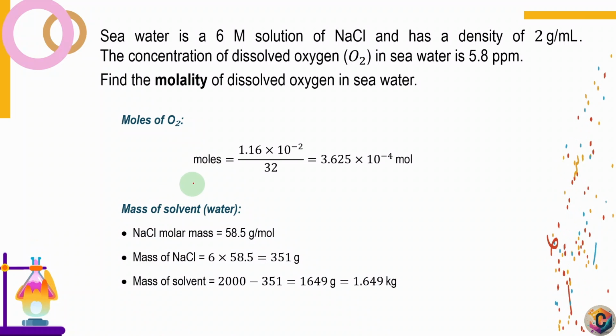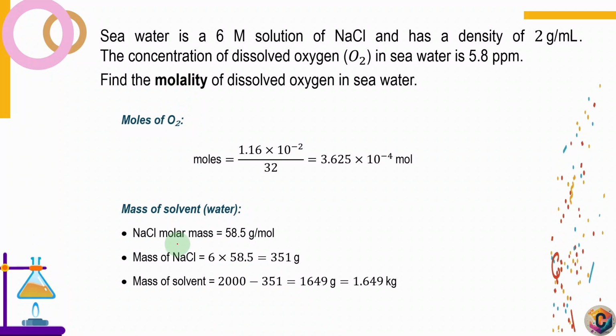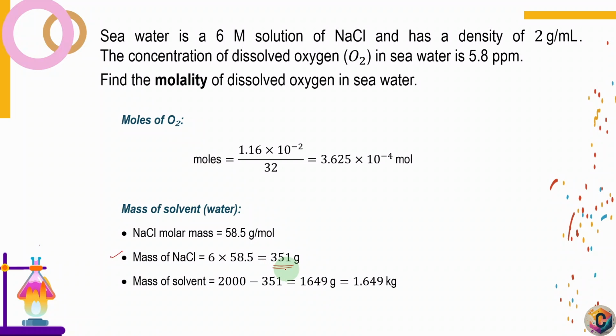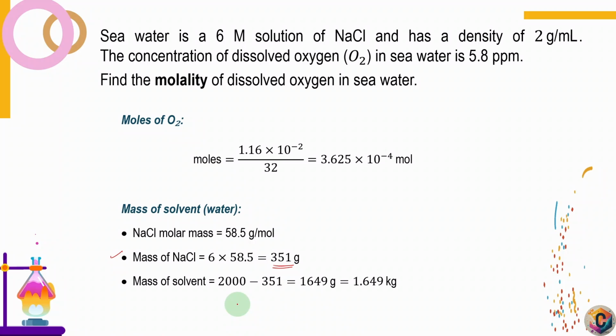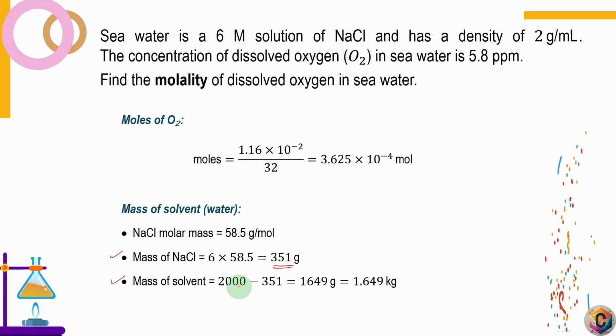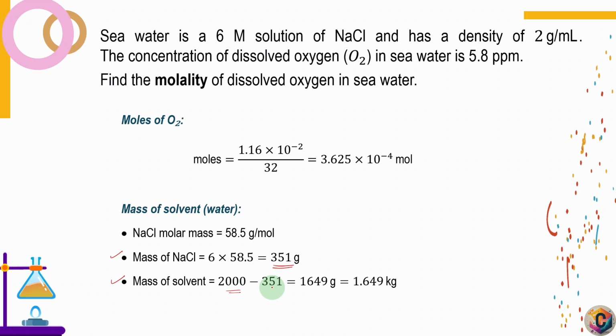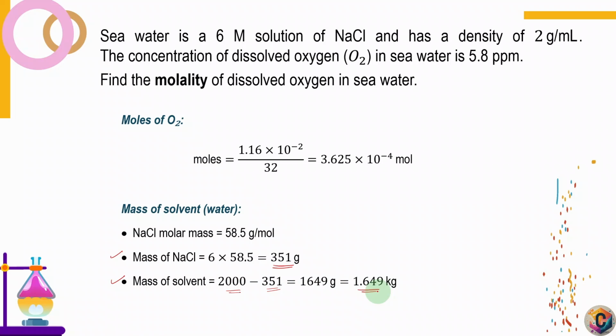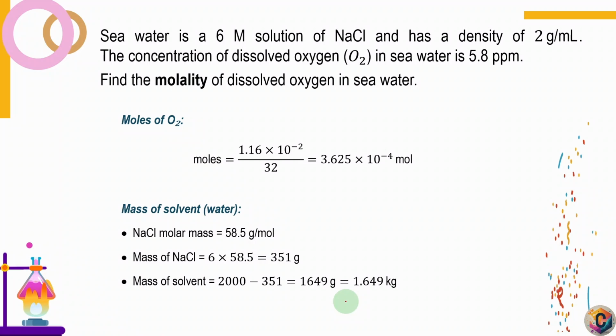Then, in order to calculate molality, I need to know the mass of solvent, right? We know that the mass of NaCl present in 6 molar solution is 351 gram. And to calculate the mass of solvent, I need to do mass of solution minus mass of NaCl. What I have calculated is 1.649 kilogram.